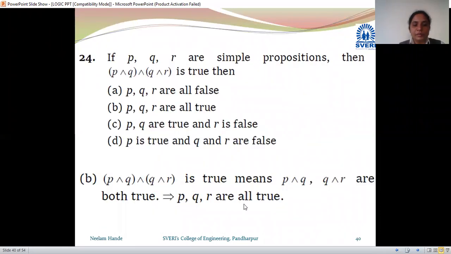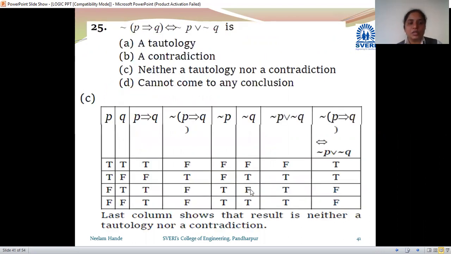For this, you must remember the truth tables of and, or, implication, double implication, negation, etc. Okay, next question. Negation of P implies Q, double implication, negation of P or negation of Q is either a tautology, a contradiction, and some other options, right? So first thing is you should prepare a table of this and check out the whole statement, whether it is all true, all false, or a combination.